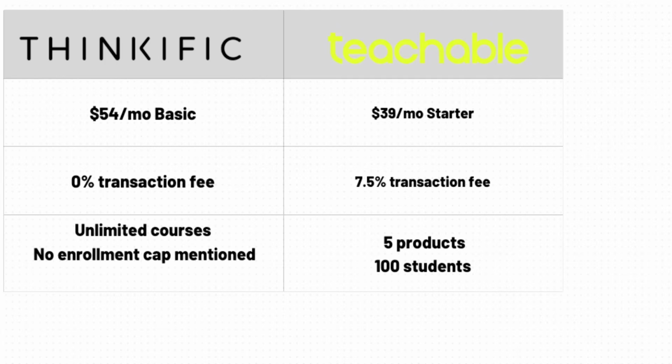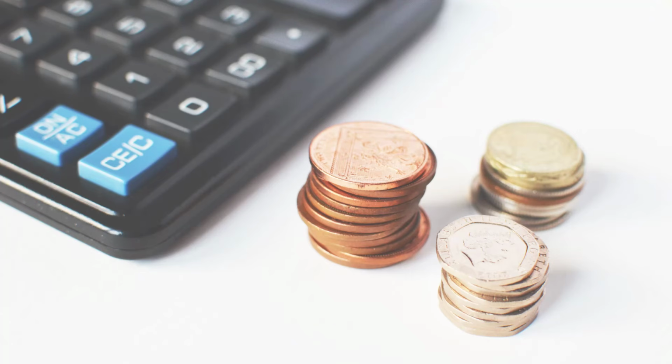Here's what's interesting. On paper, Thinkific looks more expensive, but when you compare what you actually get at each price point, the picture changes. Let me show you what I mean. Teachable's starter plan begins at $39 a month. However, that comes with a whopping 7.5% transaction fee on every sale, and you are capped at 5 products and 100 students. So if you sell a $200 course, Teachable takes $15 off of every sale in addition to your monthly fee. And those 5 products include your courses.